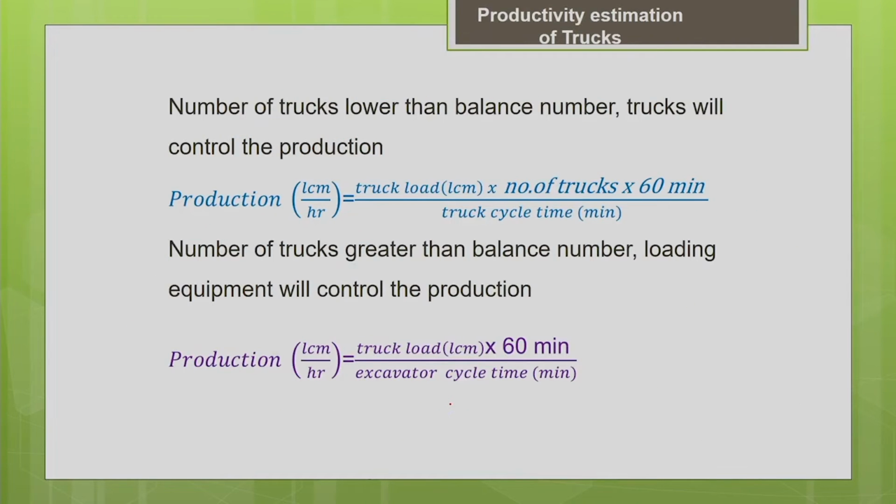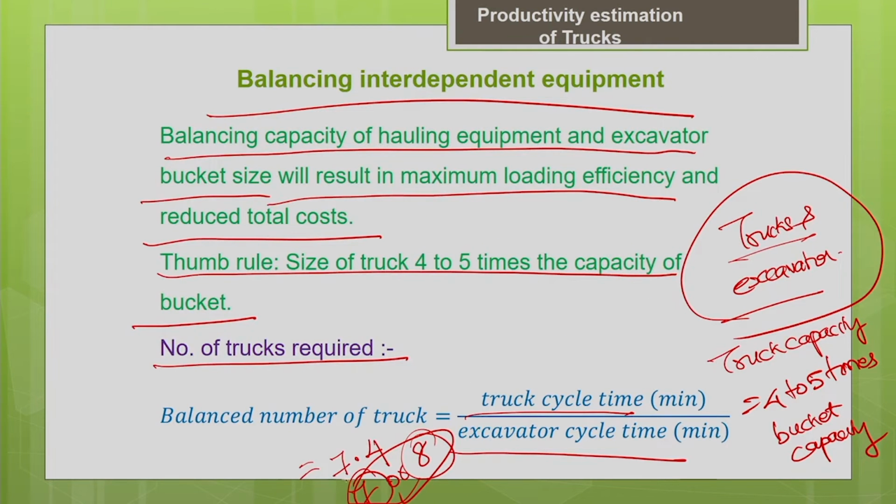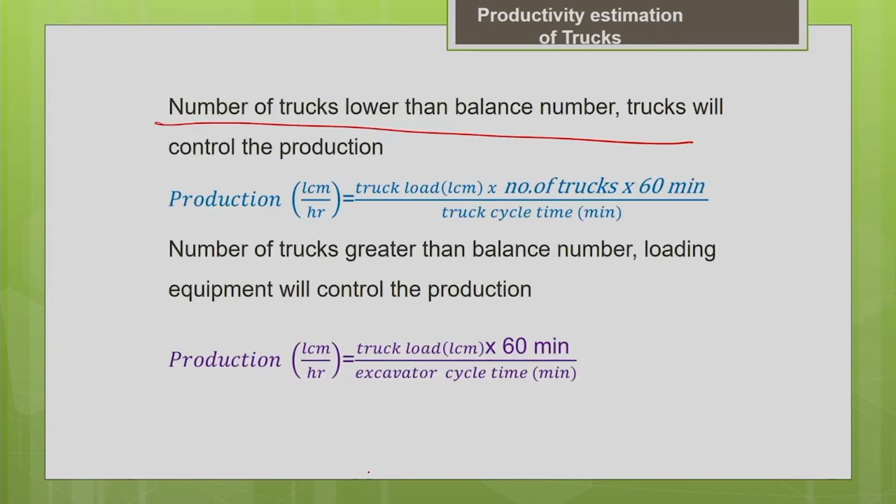Now, let us consider the case where the number of trucks is lower than the balanced number. Say I got 7.4, and I am going to round it down to 7. When I round it to lower than the balanced number, that means trucks are less than what is needed. So trucks are more critical for the production. Here the loader will have idle time, waiting for the truck. So truck cycle time will control the productivity of this team.